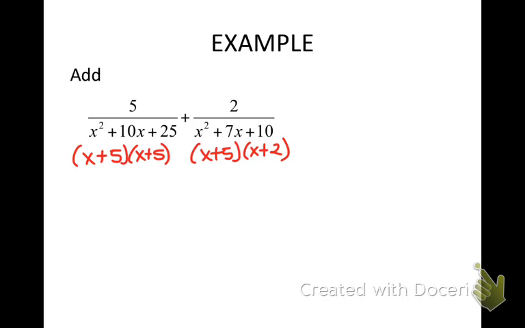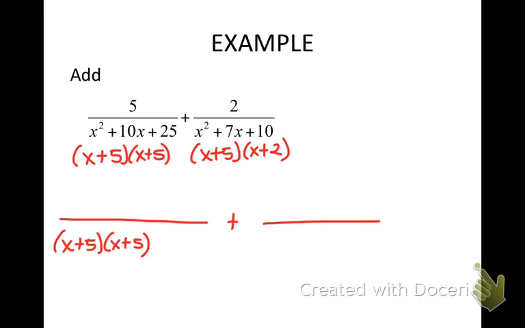So all of the factors that I'm going to need for my common factors are the following. I'm going to need 2 sets of x plus 5s. That's what this side has. And the only other thing that's over here that's not part of this would be an x plus 2. So my denominator is going to have 2 x plus 5s and an x plus 2. So I'm going to reproduce that on the other side.